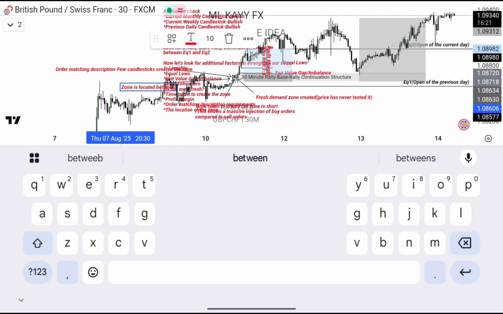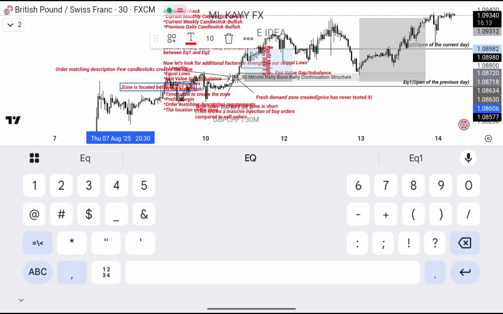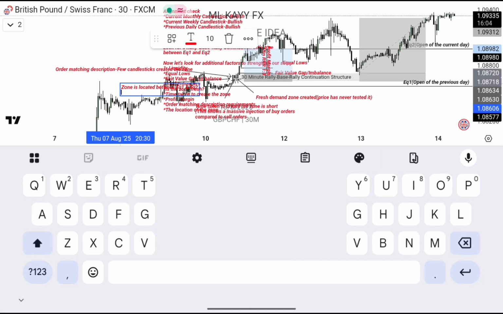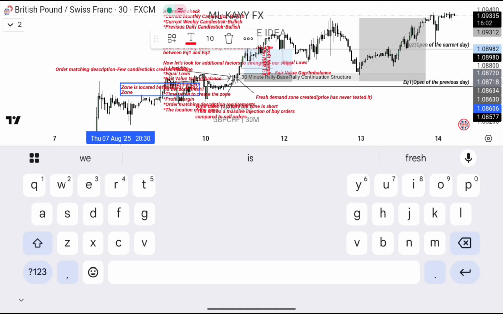But I'll also make a video on the order matching process, right? I'll make a video on the order matching process, and I'll also make a video about the profit margin, right? Yeah, I'll make a video about all those things.